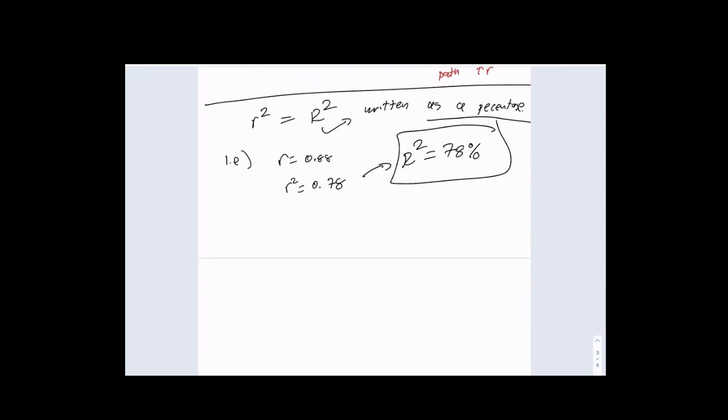So when we define R squared, we write it as a percentage. We wouldn't say R squared is 0.78. We would say R squared is 78%. Now, what is R squared? This is important information, and for most of you it would be memorization. It is the percent of variability in the y variable that is explained by the relationship.